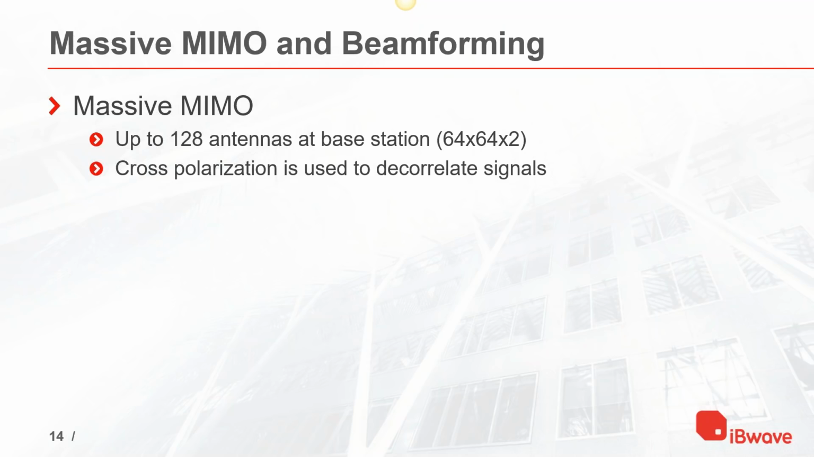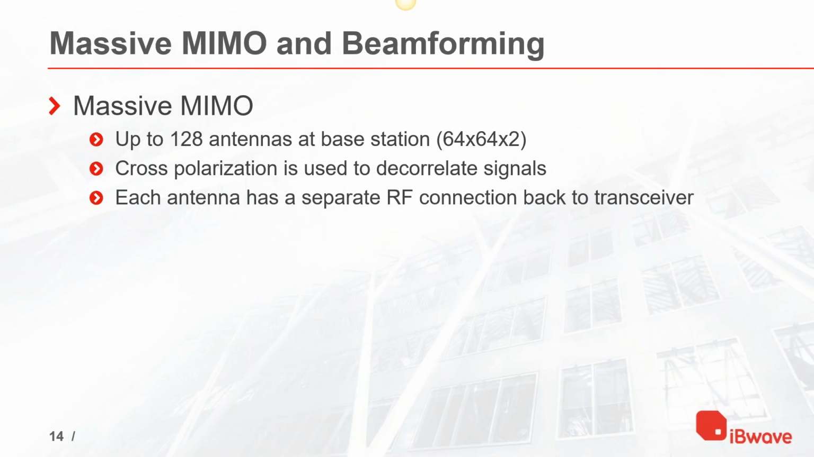And spatial separation is something that, when you are doing massive MIMO, is not done with a smile on your face, because it eats up your valuable space. I'm going to show that in a second. But before that, I'm going to talk about the fact that you need a separate RF connection back to the transceiver.